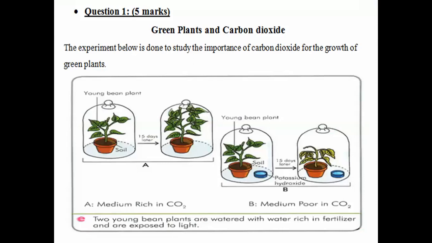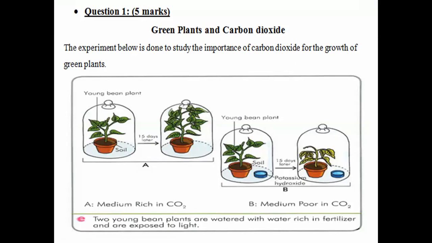Moving now to some of the exercises that we had before in the quizzes. Green plants and carbon dioxide. The experiment below is done to study the importance of carbon dioxide for the growth of green plants. Here we have two plants. Plant A grows in a medium rich in CO2. Plant B is poor in CO2. Plant A grows normally. Plant B withers and dies.